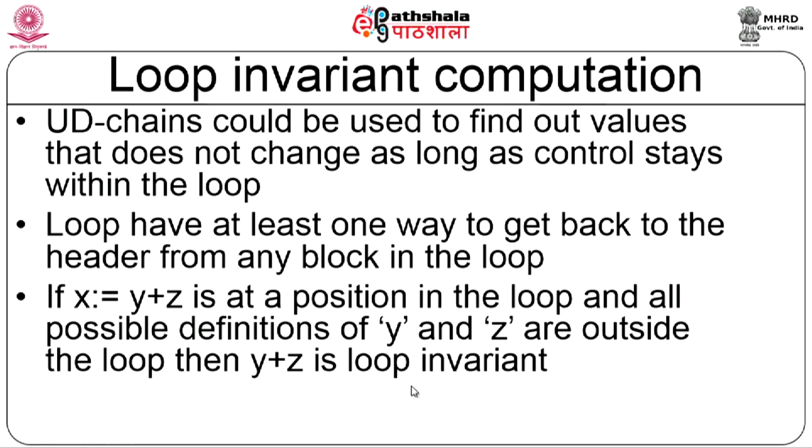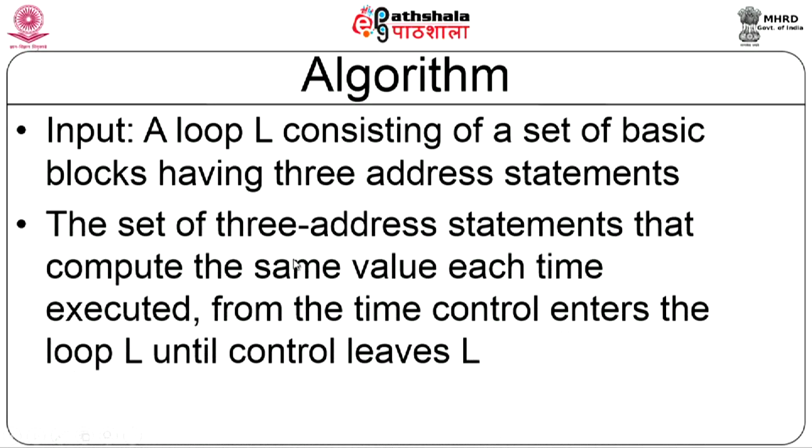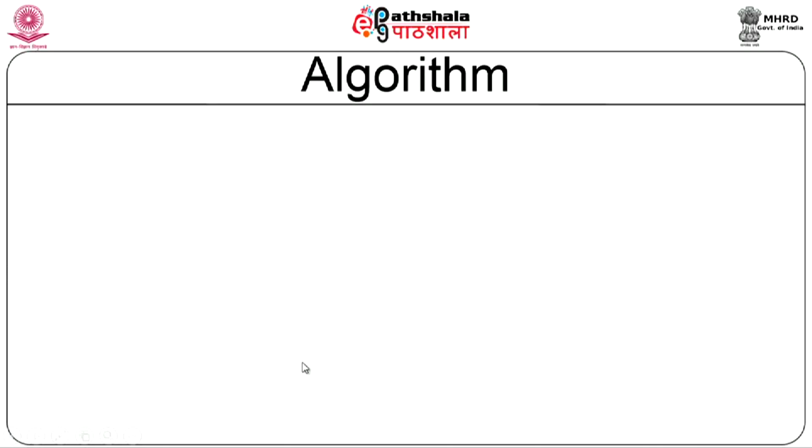But I will be in a position to compute y plus z repeatedly throughout the loop without altering y and z, which means that is going to be a waste of effort and time. Therefore, you can call this expression loop invariant. It is not dependent upon the loop. Now, the algorithm for this is: a loop L consisting of a set of basic blocks having 3 address statements, and the set of 3 address statements that compute the same value each time executed from the time control enters the loop L until control leaves L will be the output.